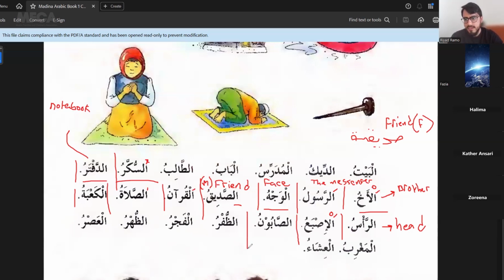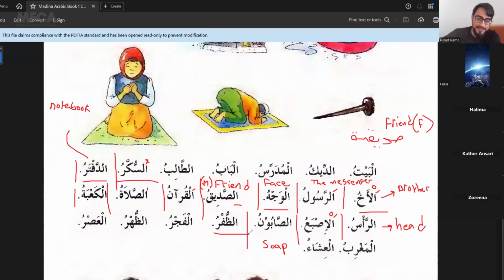Next one. Who's next? Halima, you went, right? I just went, yeah. Okay. Kauthar, next one. Al-Sabunu. Good. What is that? Soap. Those are new words.